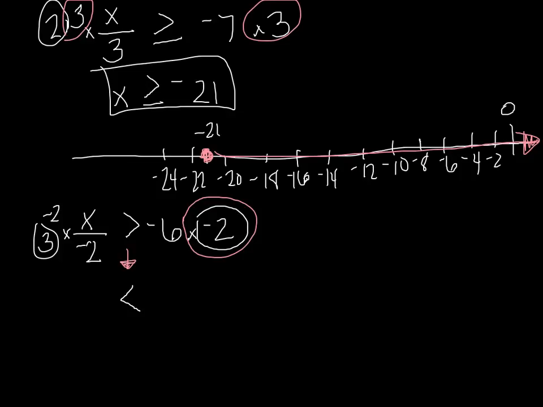Now I just go through and do things as usual. I have a negative 2 divided by a negative 2, which would give me 1. So I am left with x is less than negative 6 times negative 2. If my signs are the same, my answer will be positive. So it would just be a positive 12.